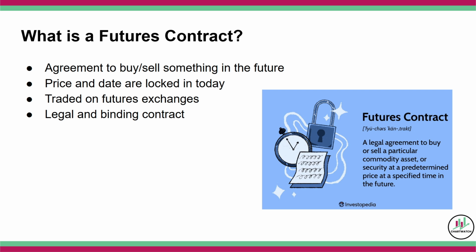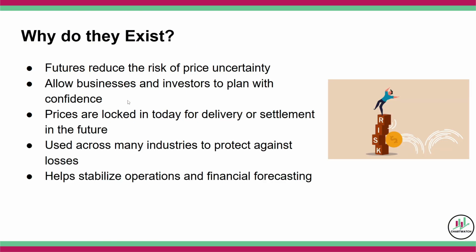In other words, it locks in a price today for something that will be delivered or settled later. These contracts are legally binding and they're traded on official markets called futures exchanges. For financial products like the S&P and the Nasdaq, they have ticker symbols of ES for the S&P and NQ for the Nasdaq. There are also micro contracts, MES and MNQ, but we're going to talk about that in another lesson.